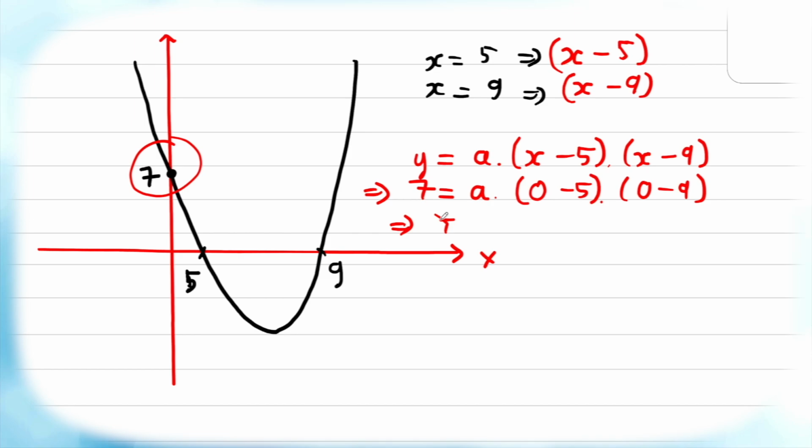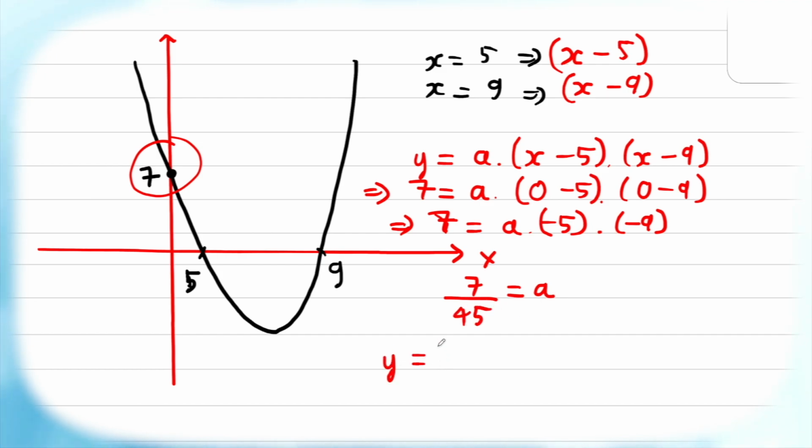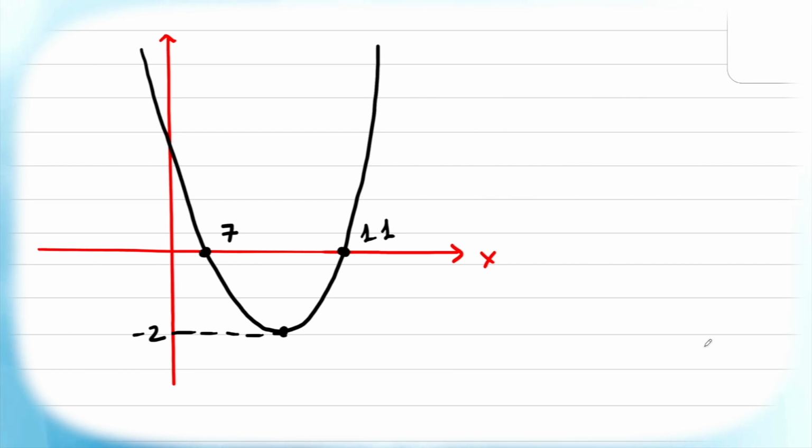After that you got here is the 7, this one is minus 5, and this one is minus 9. After that you got 7 over 45. So y here equals 7 over 45, with (h minus 5) and (h minus 9). Now we finish this question, and I think the next one will be harder because we have the vertex point here.